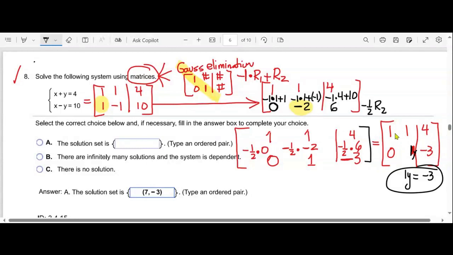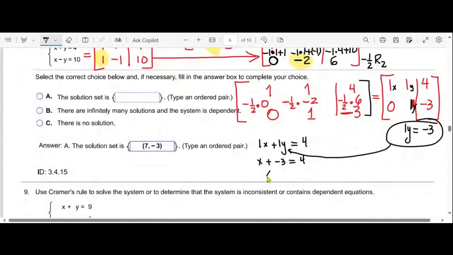What about the top here? This is x and this is y. So it's going to be 1x plus 1y equals 4. How much is y? I replace y by -3. So x equals 7.